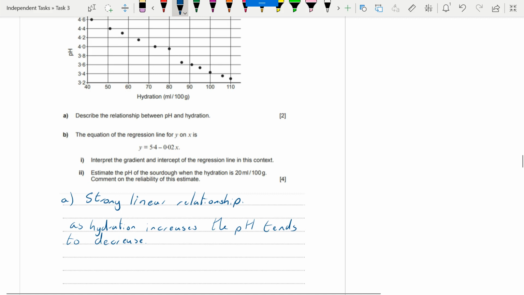And there's the fact I've got the word tends in there as well. If I don't have that word, I'm potentially going to lose a mark. Okay, because it's not that every point decreases as hydration increases. It's just that it tends to decrease as I go along.